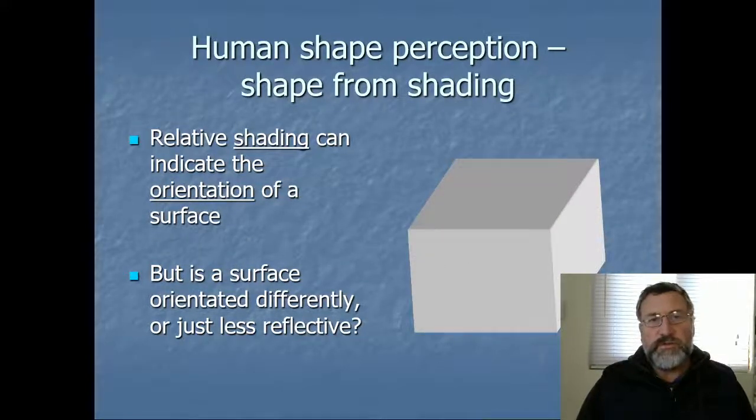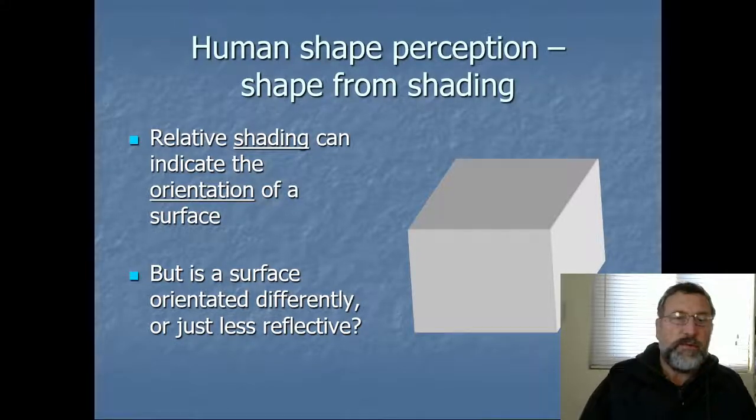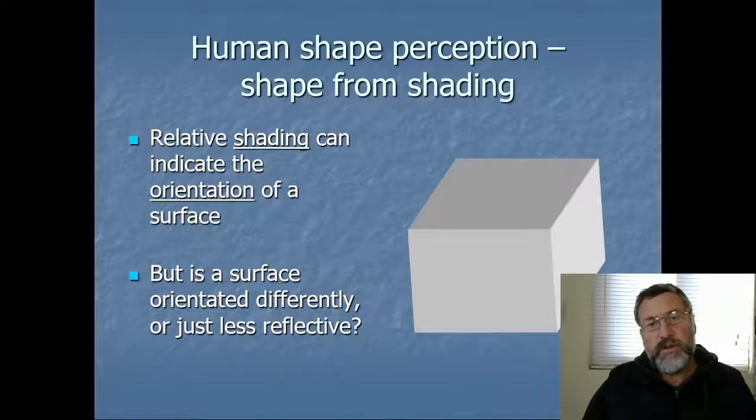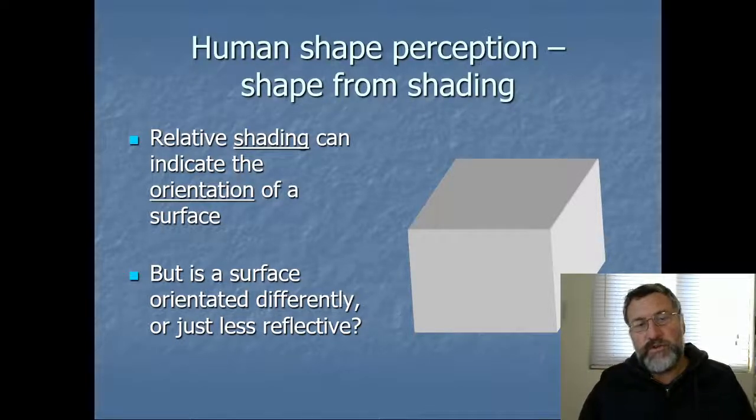Human shape perception, shape from shading. This is something the brain uses all the time. The shading can help us indicate the orientation of the surface and therefore the shape of the object. But of course, we've got to be careful to determine whether it really is due to different orientation or whether it's just a change in reflection. And that's where photometric stereo comes in, because that enables us to very well do that.